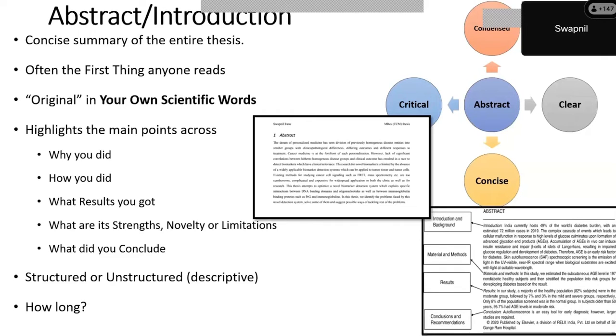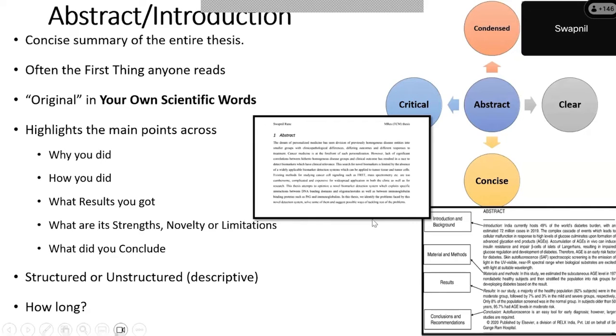This is usually a summary of your entire thesis, starting from why you did this thesis, to what your results were. There is no guideline as to how long this particular section is, but usually it is a very concise summary of your work. It has to be critical and clear, and it is usually the first thing that anyone will read who takes your document in hand. It highlights the reasons why you did it, how you did it, and what results you got. It can be a structured as well as an unstructured document.